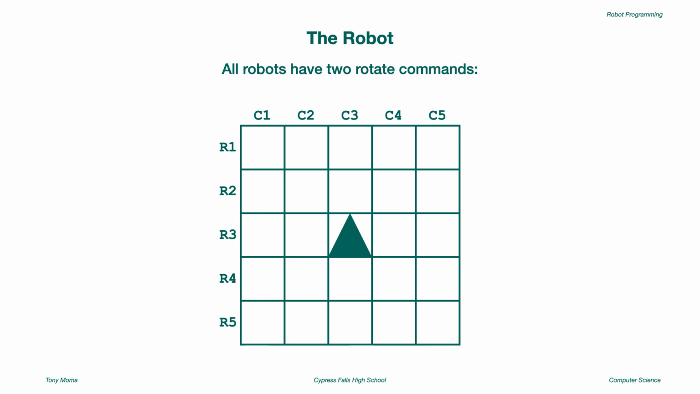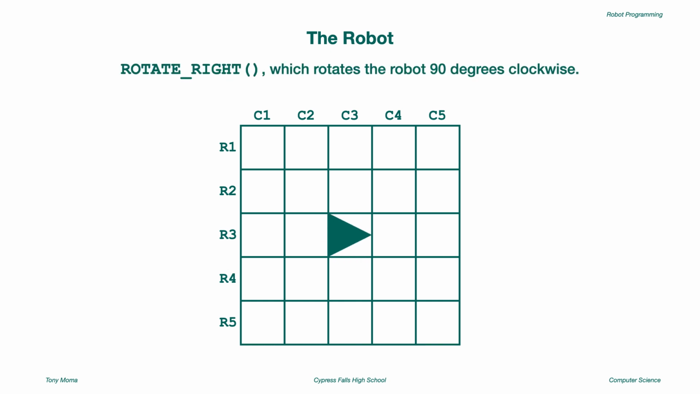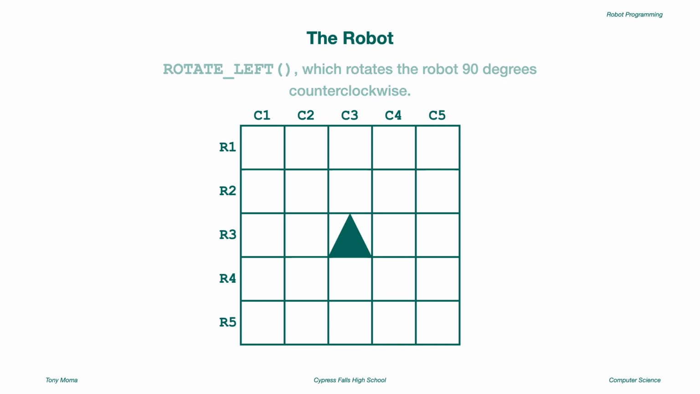All robots have two rotate commands. First, there's the rotate right command, which rotates the robot 90 degrees clockwise. And then there's the rotate left command, which rotates the robot 90 degrees counterclockwise.